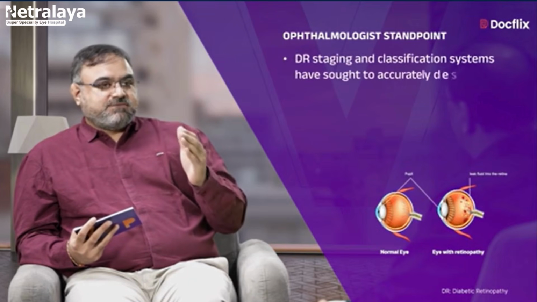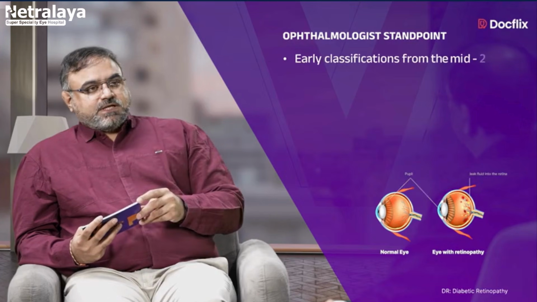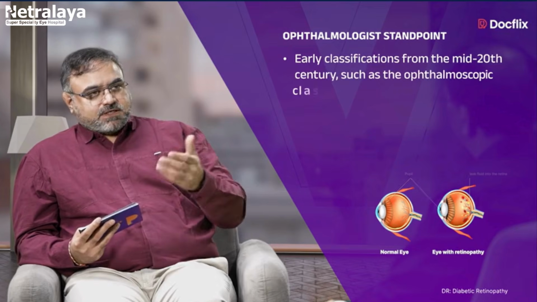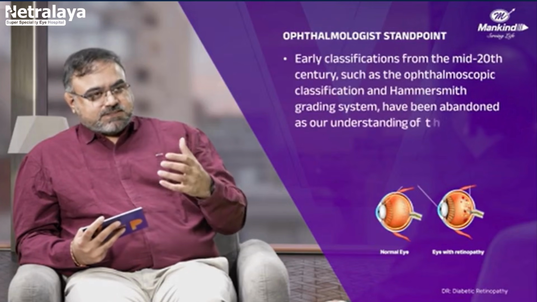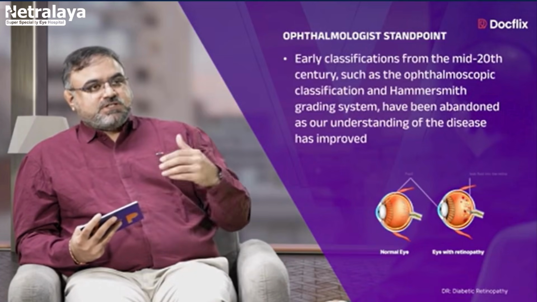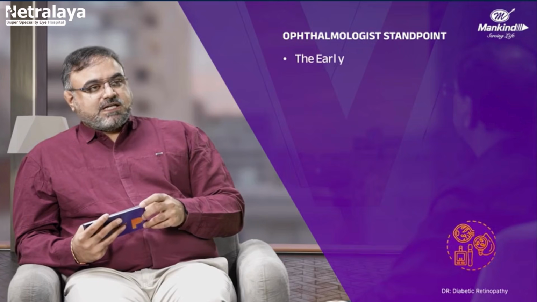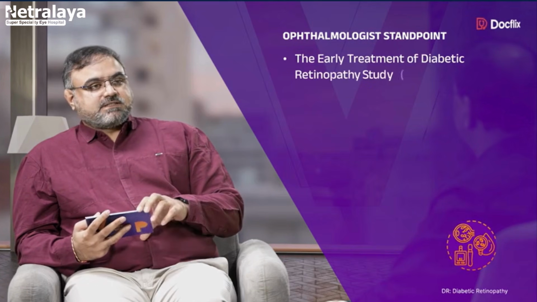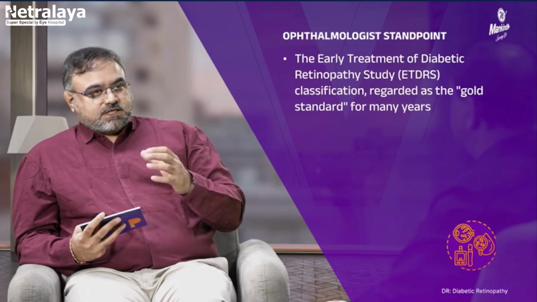Basically, all these classifications are made for stratifying the progression and prognostic factors. Previously, in the mid-20th century, there was an ophthalmoscopic classification, the Hemsworth classification. But as time progressed and we got new modalities for investigations, we changed our protocols and our classifications accordingly. The recent classification is the ETDRS classification, the Early Treatment Diabetic Retinopathy Study classification.